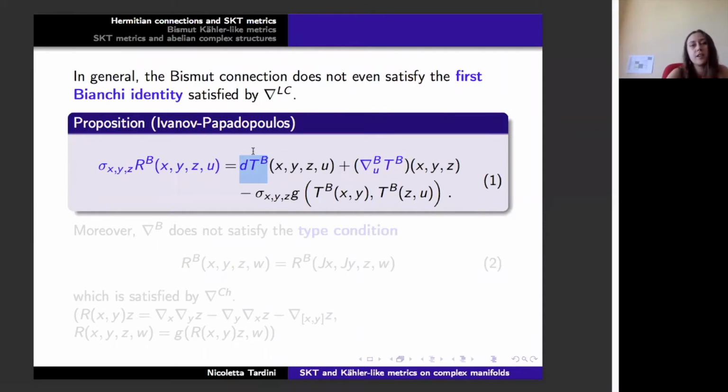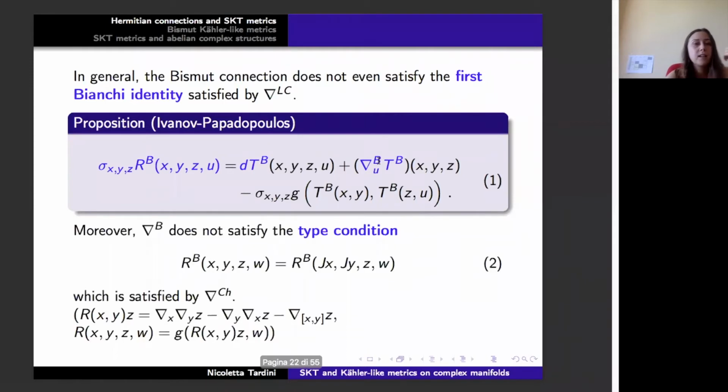So this term is related to the fact that the metric is either SKT or not. It is 0 if the metric is SKT. And it is also related to the parallelism of the torsion, because we have here the nabla of the torsion. So it seems that the first Bianchi identity is related to the metric being SKT and the parallelism of the torsion.